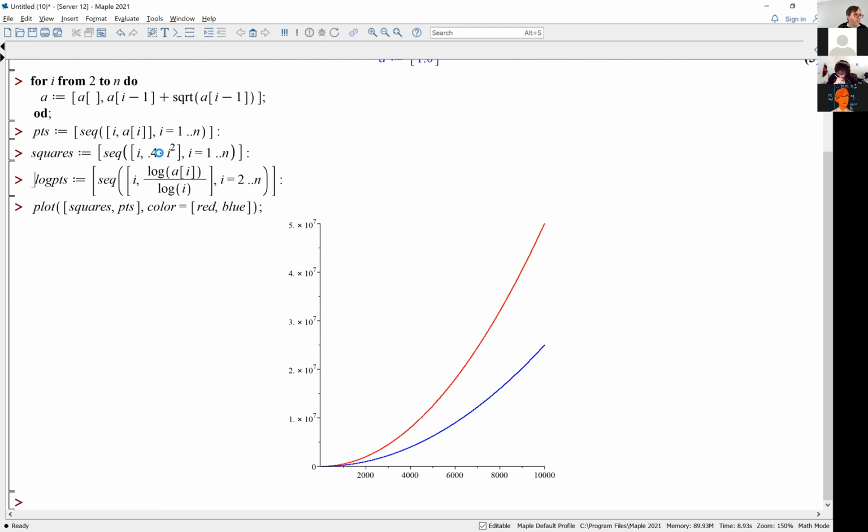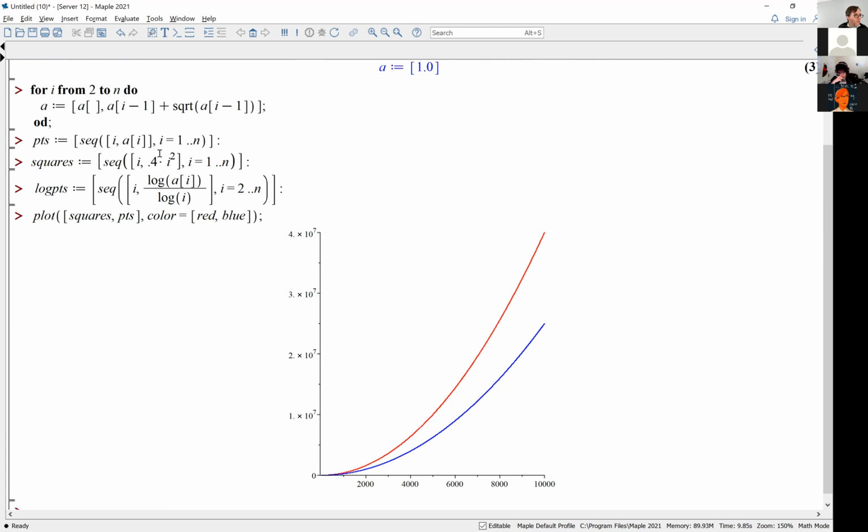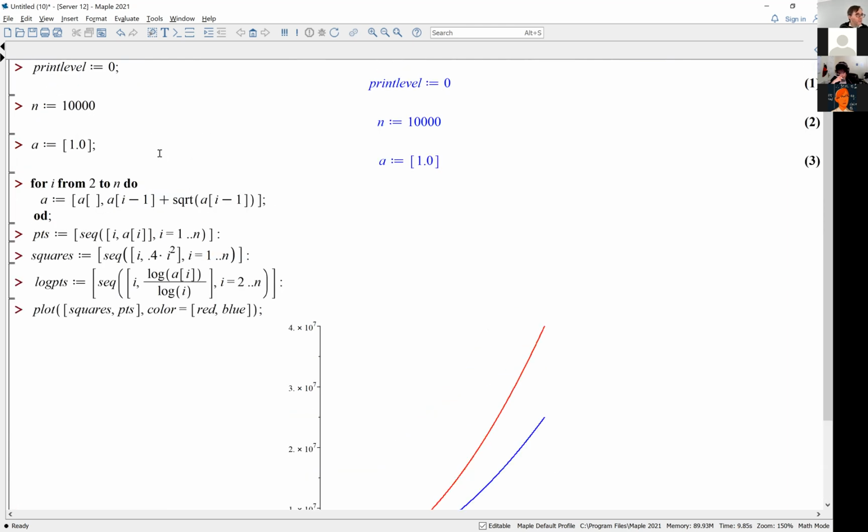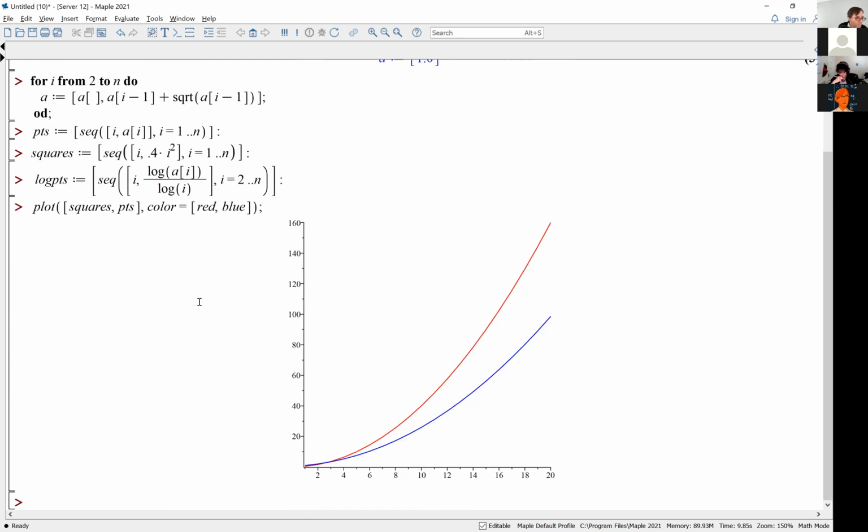Well, anyway, I mean, 0.4 i squared. I wonder if it's literally beating it for every single n. Let's make n only go up to 20. Doesn't seem to be beating it right at the beginning.